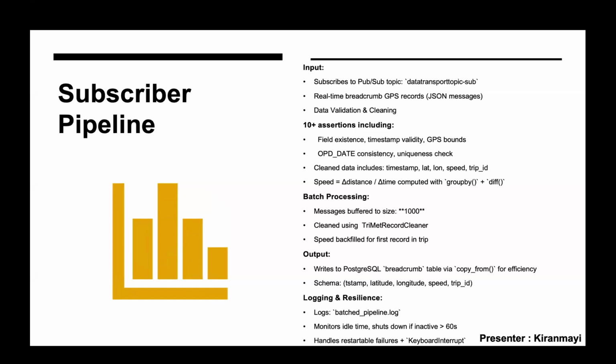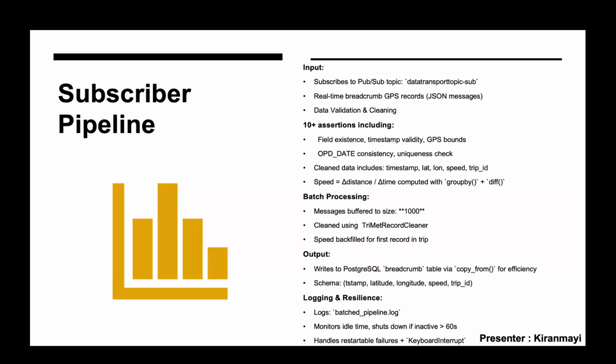Now, I want to discuss the next steps in our project, which is subscriber pipeline automation and the data we processed. This pipeline listens to a PubSub topic called data transport topic sub. It receives real-time GPS records in JSON format for around 200 vehicles. The data goes through more than 10 validation checks, including checking if all required fields are present, timestamps are valid, and GPS coordinates are within bounds. The clean data includes timestamp, latitude, longitude, speed, and trip ID.